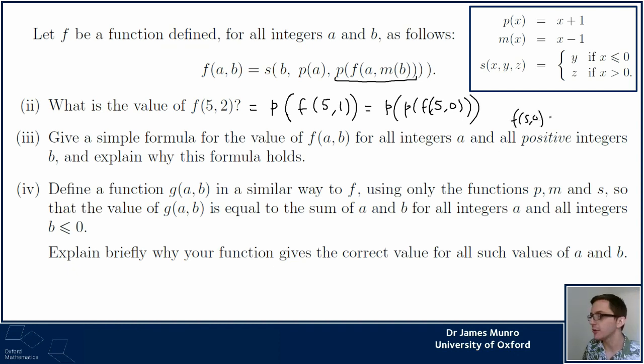F of 5, 0, well now, this is going to be S of 0, P of A is 6, and then I don't care what this is, because when you put 0 in the first argument of the S function, you just get the second argument out. This is just 6. Okay, that's a concrete number that's come out. Okay, don't get too excited.